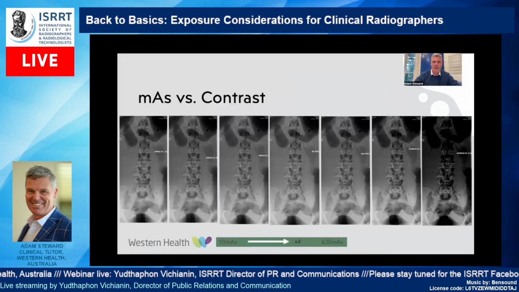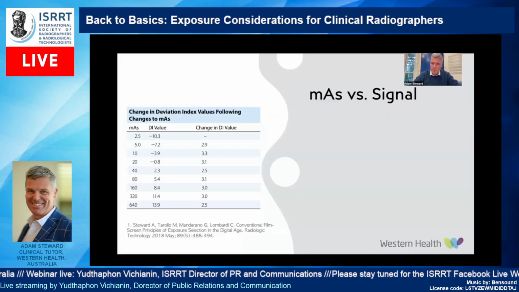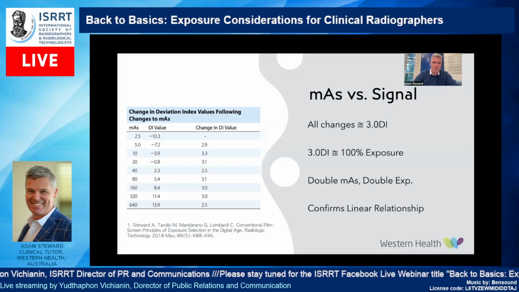The important part, though, is what it looked like. As you can see, this is an excerpt taken from our publication in Radiologic Technology, and you can see that the changes pretty much occur in 3 DI increments. So it largely confirms that linear relationship: if you double the mAs, you will double the detector exposure, you'll double the signal.